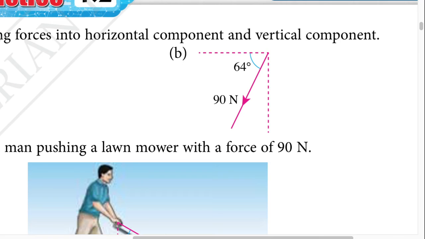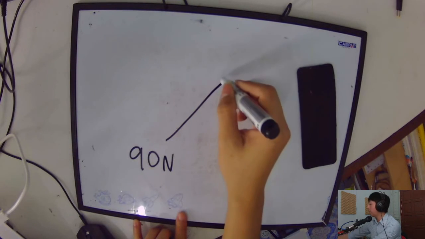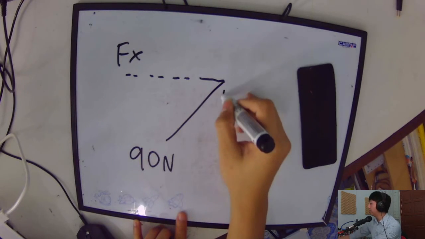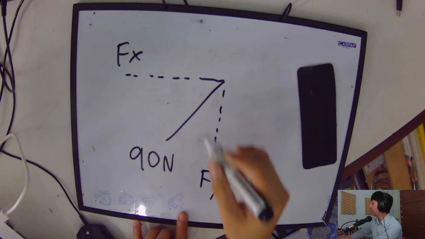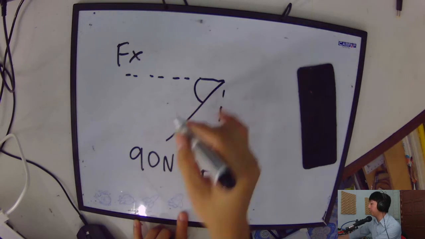5 people done. So if it's 5 people done, that's everyone. All right, let's look at it. So we have, well, let me just write it down. So we have your force, which is 90 newtons. And then we have our Fx and Fy. And this is the angle given, which is stated to be 64.